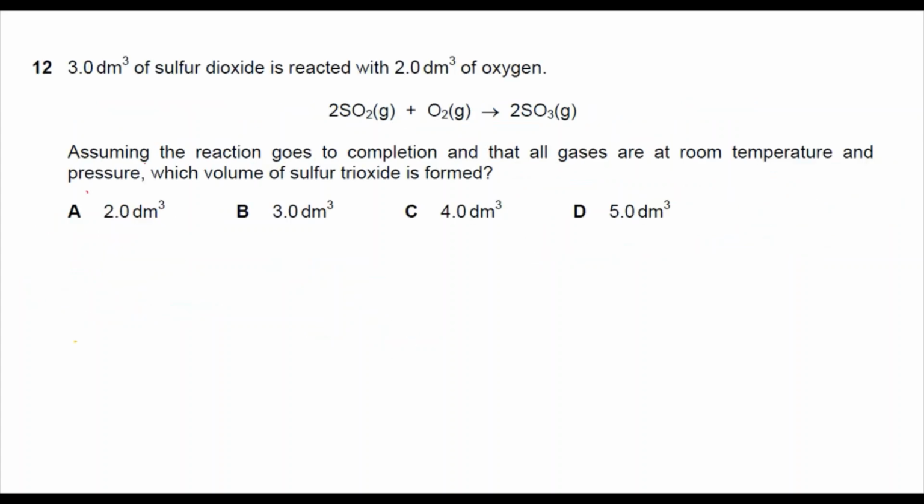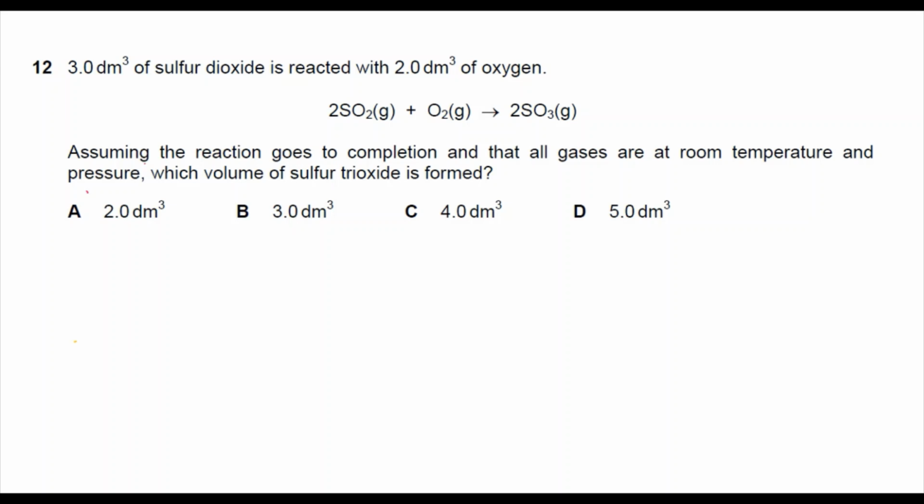Let's move on. Question number 12. 3 dm³ of sulfur dioxide is reacted with 2 dm³ of oxygen. Assuming the reaction goes to completion and that all gases are at room temperature and pressure, which volume of sulfur trioxide is formed? There's a very easy way to solve this question. If you don't know it, then you might be confused that I have been given the volumes. How can I possibly solve this question? I can't find the moles because I don't have the concentration. So how do you go about such a question?